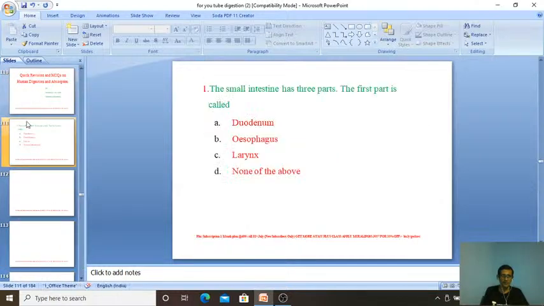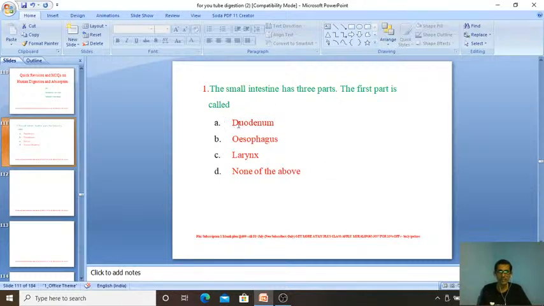Yes. So the small intestine has 3 parts. The first part is called what? Now the first question. In our case, the small intestine has 3 parts. So which are the 3 parts? Duodenum, jejunum and ileum.